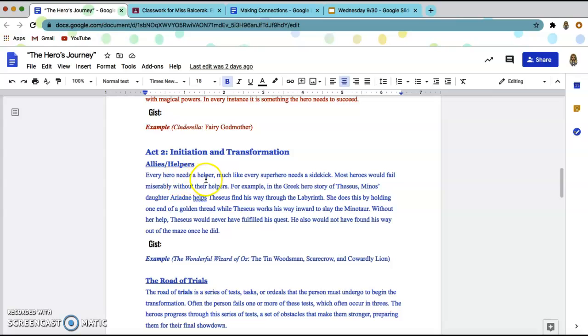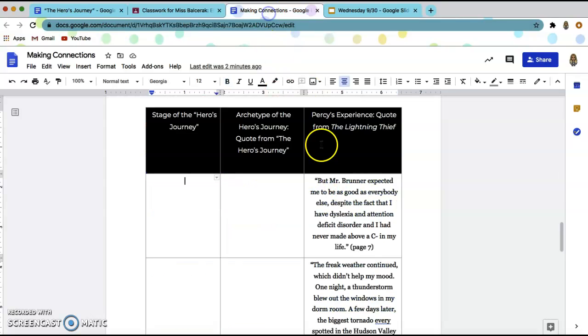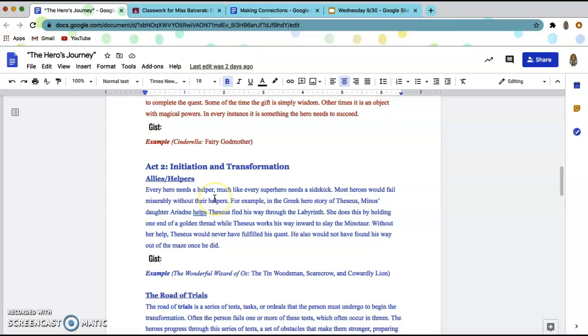Allies, every hero needs a helper. Talks about a hero having a sidekick. This again was not talking about Percy having a sidekick. It was just talking about his dyslexia and his grades. So I'm going to keep going through.